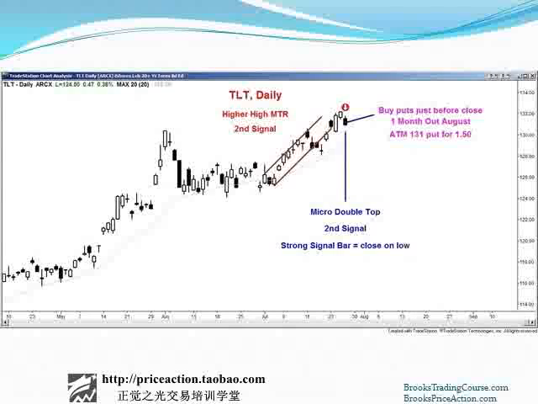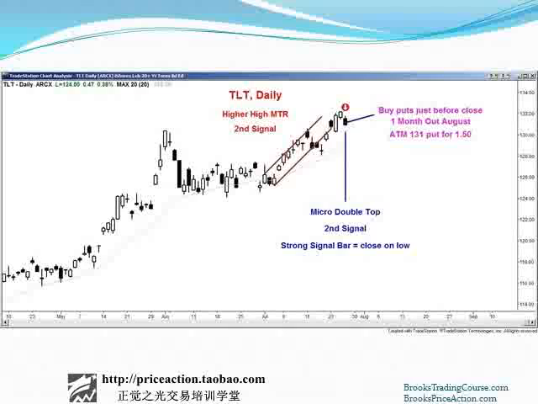Okay, let's say you bought puts and were willing to let the market go against you a little bit. You'd still be holding your puts when the market did this. If you did not buy puts and you were waiting for a second signal, and you saw the market fall below that bar and then had a strong bear close, you might go ahead and buy the 1 month out August at the money put. Right now the TLT is around 131, so the at the money put would be 131, and you probably could have paid about $1.50 for it.